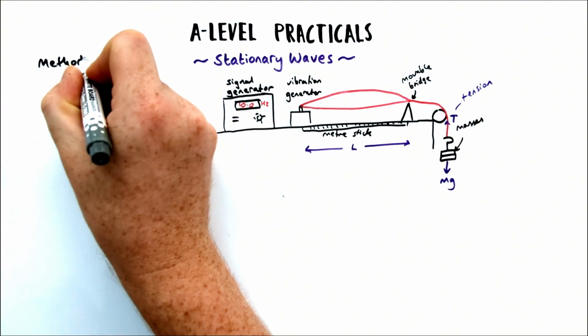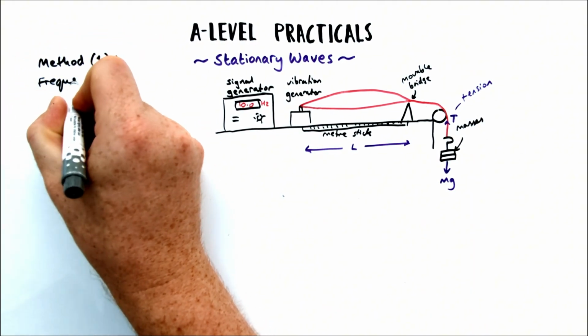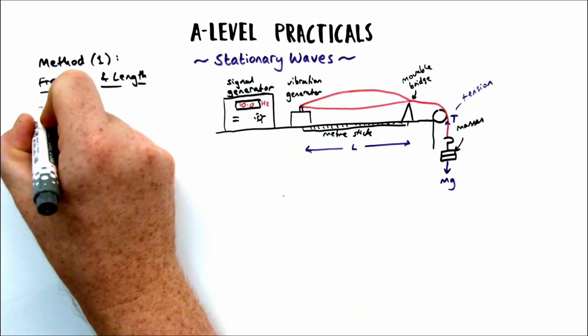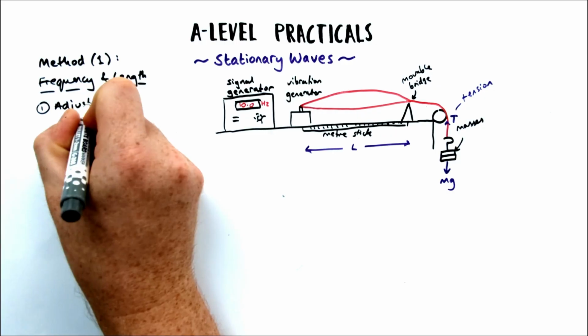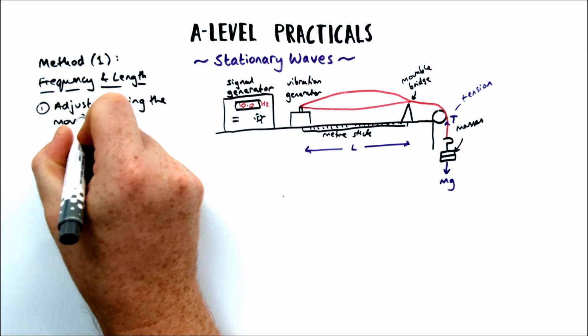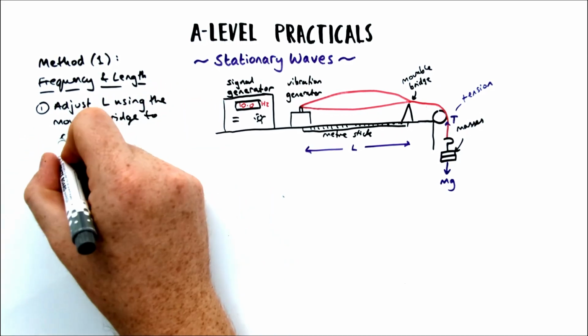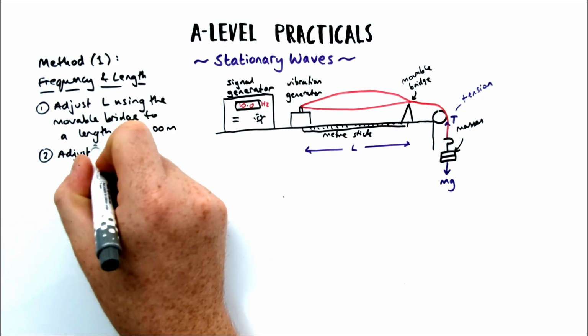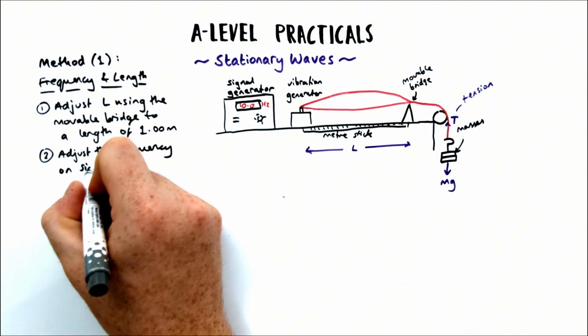The method for this practical will vary depending on what variable you've been asked to change and what you're trying to calculate. But for method 1 here, we're going to look at how the fundamental frequency varies with the length if you move the movable bridge. So the method for this version of the practical will be to adjust L, the length, using the movable bridge to, let's say, an initial length of 1 meter.